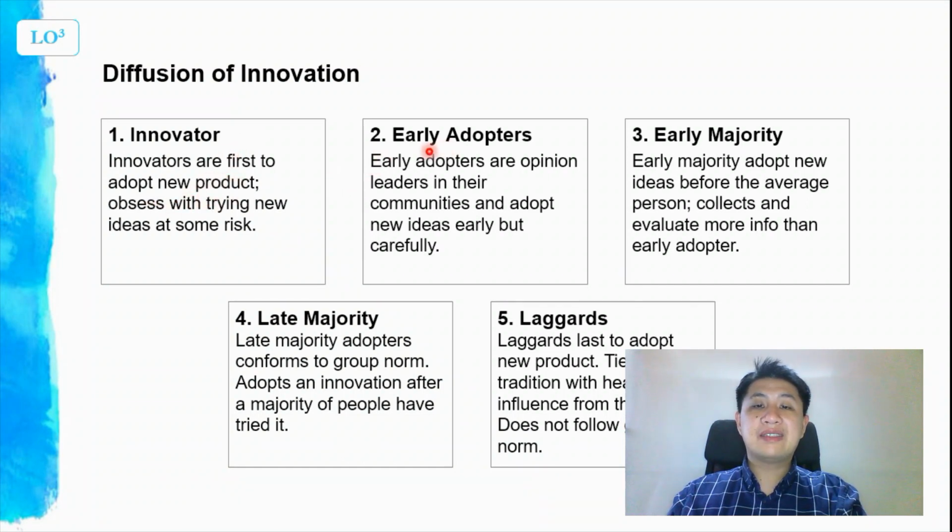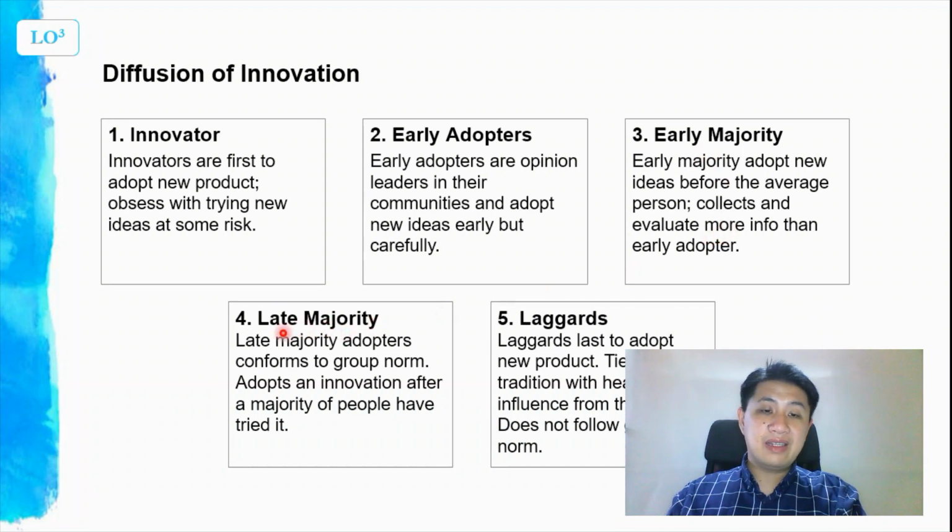The next one we have is what we know as the early adopters. Early adopters in some sense are quite similar to innovators, but the difference is that early adopters are opinion leaders in their community and adopt new ideas early but carefully. So early adopters go a bit further. Instead of just picking up the new product, they also want to influence the communities they are in. Next, we have the early majority. The early majority adopt new ideas before the average person, and collect and evaluate more info than early adopters. These are the groups that purchase at a later stage, and they need more information before they decide.